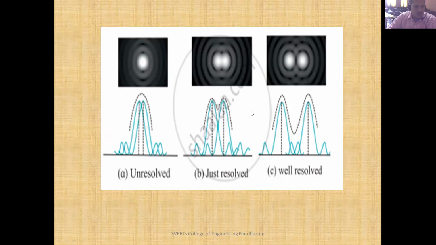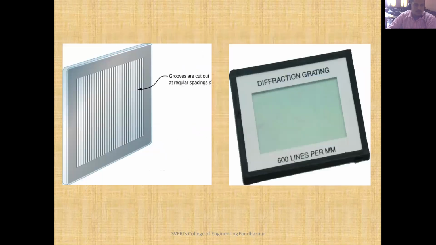So we have to check all these things. We are interested in this second one, that is the just resolved condition, which is called Rayleigh's criteria. Unresolved means it is mixed. Well resolved means you can observe the objects or images of the objects separately, or more separately.